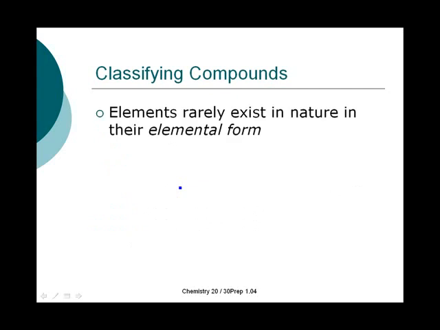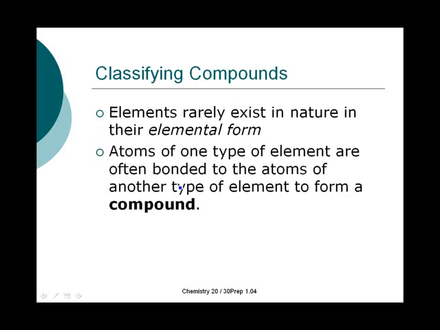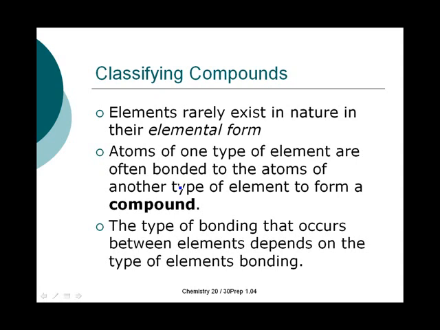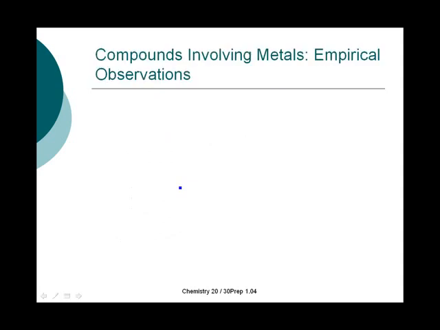So when it comes to classifying compounds, elements are rarely found in their pure elemental form. Most of the time, they exist in a compound where they are bonded to atoms of another type of element. And the type of bonding that is going to occur between these two elements depends on the type of elements being bonded. So it's really a matter of, are the elements metal elements or non-metal elements, or are they one of each?